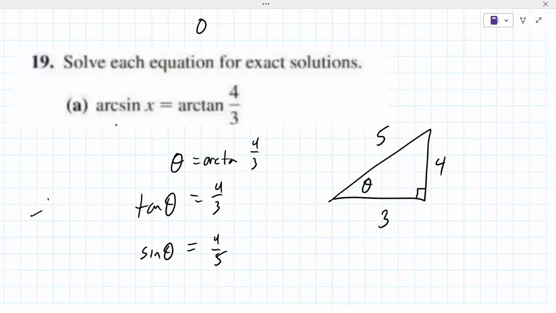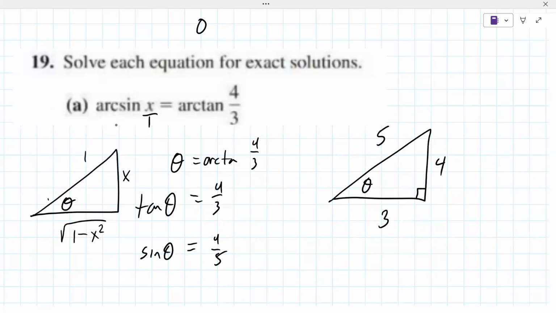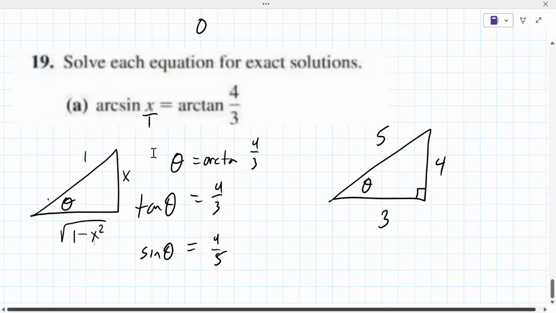So in another triangle, sine theta is x over 1. So you have x over 1, and the other side becomes the square root of 1 minus x squared. And so the arctangent of that, I actually don't know what your instructor wants here.